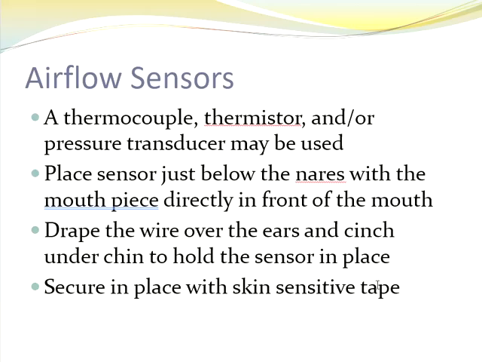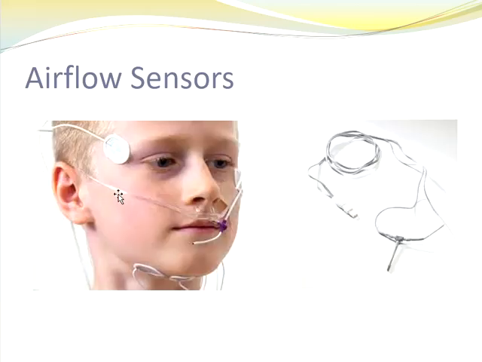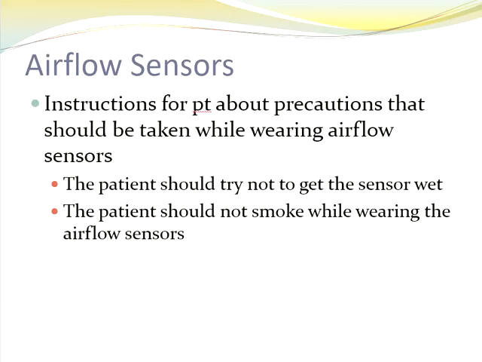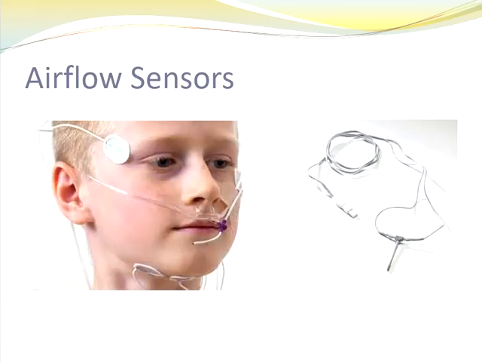What you want to do is secure it with tape. I usually take two pieces of tape and tape it on the chin here, or on the cheek here, and the cheek here, and that keeps the flow sensors where I want them. This is one of the few sensors where we do have to give the patient instructions on what we expect from them. They really need to try to keep the sensors dry. So if they're going to blow their nose or get something to drink, I tell them to lift this up and set it on the bridge of their nose, out of the way.